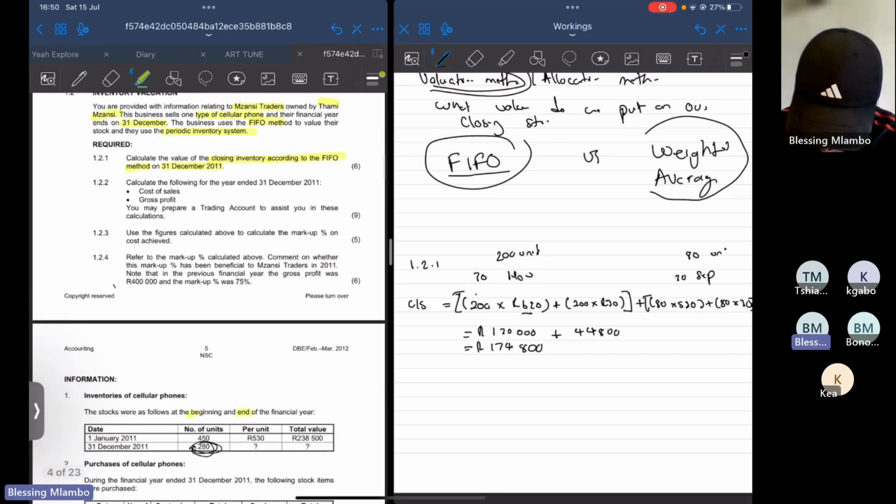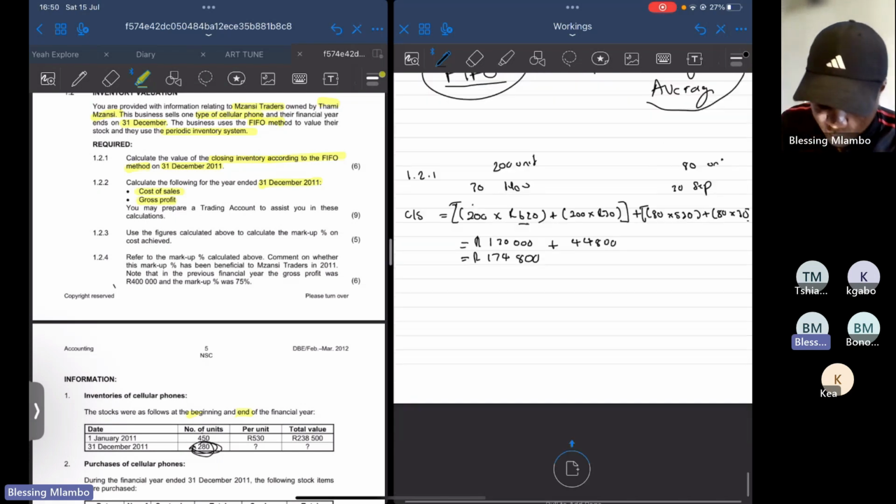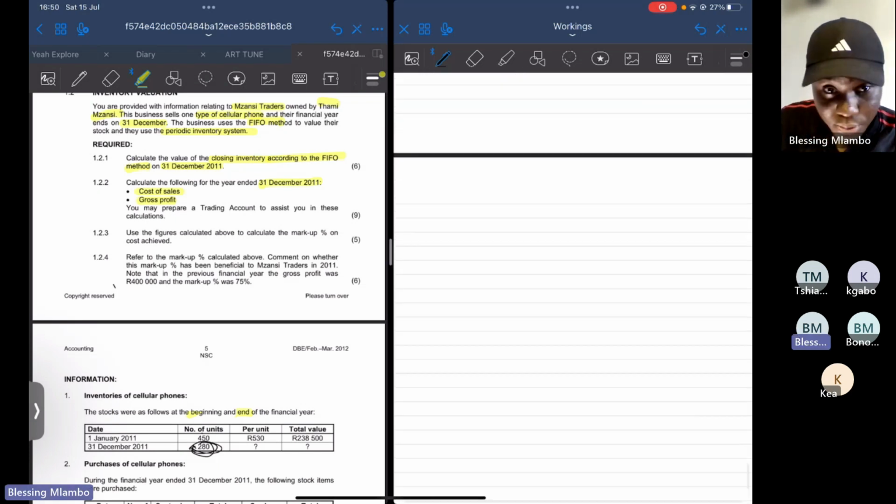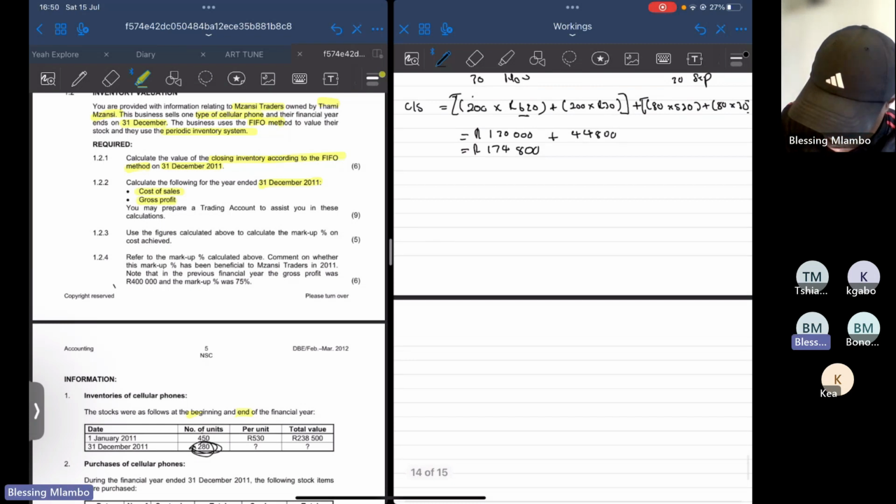1.2.2, they say calculate the following for the year ended 31st December 2011, the end of the financial year. So they need us to calculate the cost of sales and also to calculate your gross profit. You may prepare a trading account to assist you in these calculations. Okay, cool. I'll just do this. Say your 1.2.2. So let's start with cost of sales.